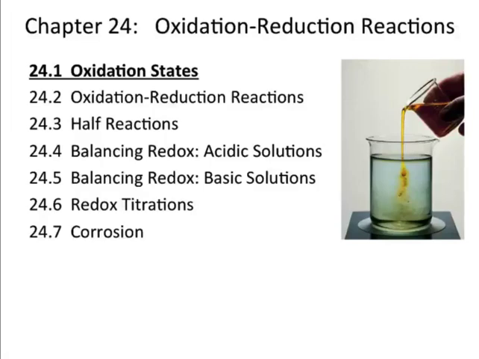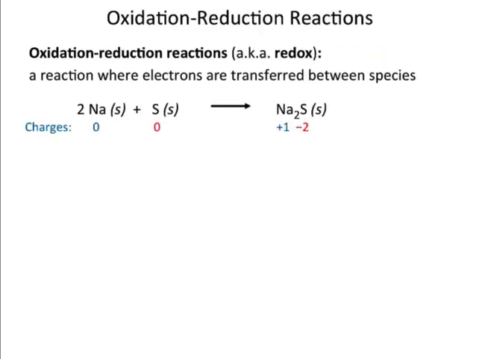Hello, in this video we're going to begin our discussion of oxidation reduction reactions in the second semester Gen Chem version. So first I'll remind you just what these types of reactions are, and then we'll talk about oxidation states. An oxidation reduction reaction, we call this a redox reaction because that's a lot easier to say. And this is a reaction where electrons are transferred during the chemical reaction.